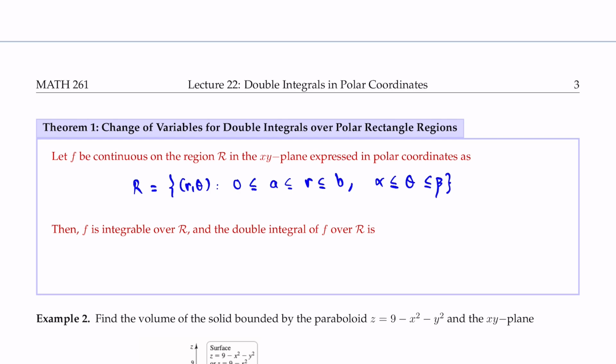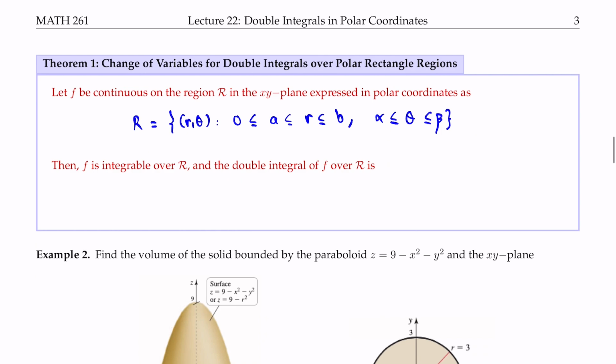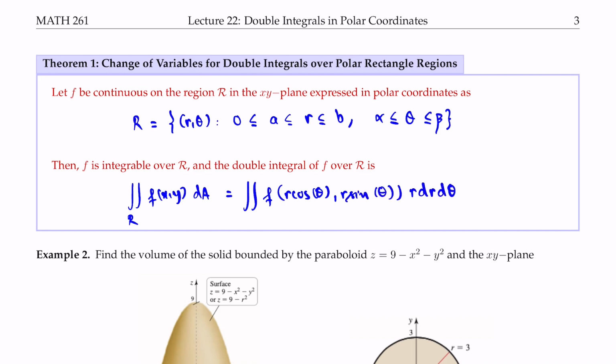Then f is integrable over R, and the double integral of f over R is given as follows. The double integral of the function f(x, y) dA over the region R can be converted into the double integral of the form f(r cosine theta, r sine theta) times r dr d theta, for r going from a to b and theta going from alpha to beta.